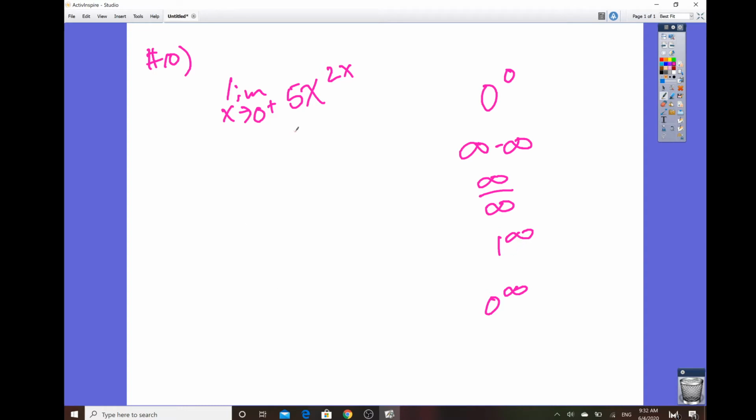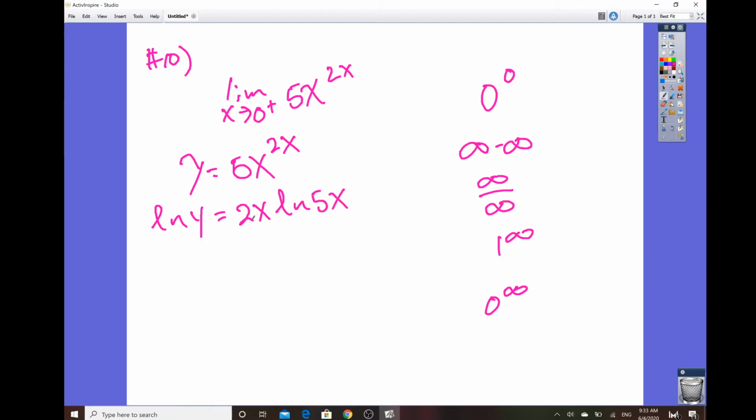Before we apply L'Hopital's rule, with a constant base raised to a power with the variable, it's better to set up the equation as y equals 5x to the power of 2x. From here, you want to take the natural log on both sides. We apply the technique that you learned from algebra 2 or pre-calc: bring down the power, 2x, natural log of 5x.